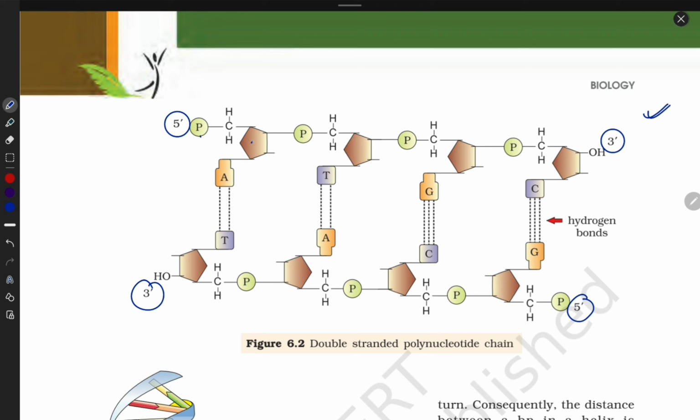Look at here: phosphate, sugar, phosphate, sugar, phosphate, sugar, phosphate, sugar. The orientation is the same but opposite in direction. Now next thing: G and C pair with 3 bonds, A and T pair with 2 bonds. I am giving you numbering here: 1, 2, 3, 4 and this is 5.